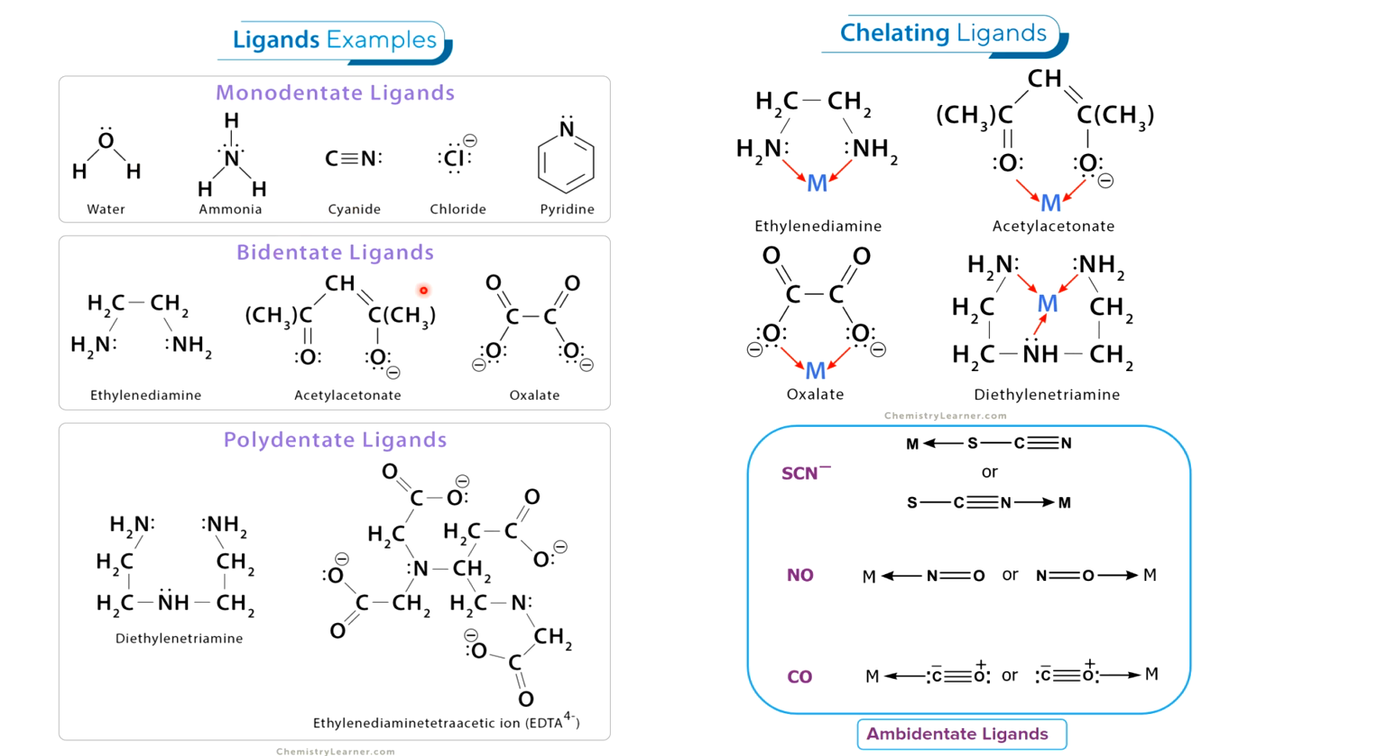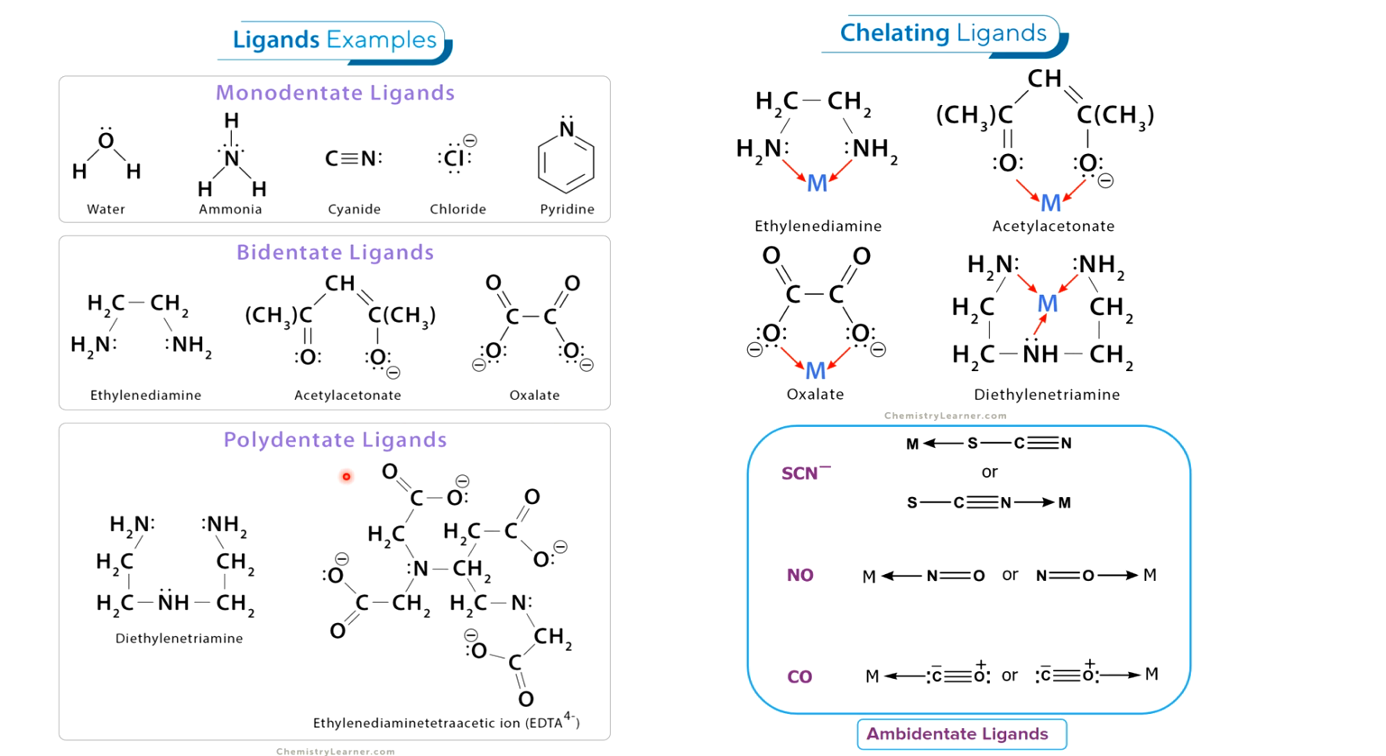And bidentate ligands: bi means two, so the ligand has two donor centers. In ethylene diamine, there are two amine centers, two nitrogens, which can donate electron pairs to the metal. Therefore it is called a bidentate ligand. Similarly, acetylacetonate and oxalate are also bidentate ligands.